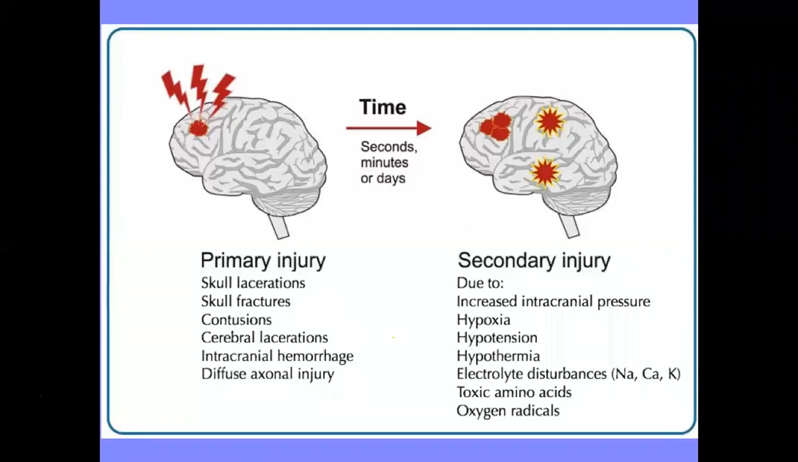Hypoxia and hypotension, look here, it's again here. So hypoxia and hypotension can again cause secondary brain injury, as well as electrolyte imbalances and free oxygen radicals. So henceforth, we have to take care of these conditions.